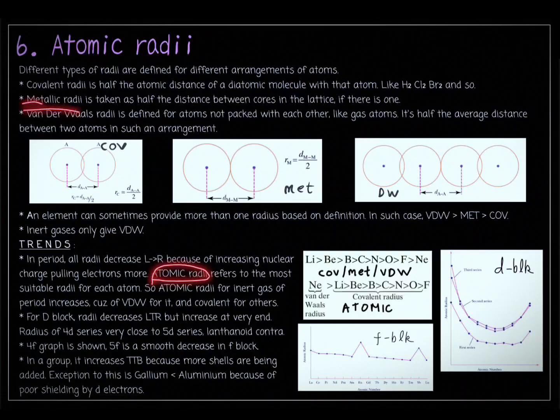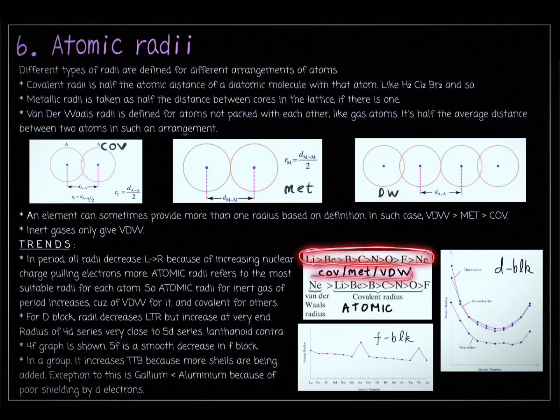We know covalent, metallic, and van der Waals. What is atomic radii? Basically, atomic radii refers to the most suitable radii for each atom. So, atomic radii for inert gas of a period increases. Like, increases in the sense that it is defined in such a way which makes it appear bigger than the other atoms.